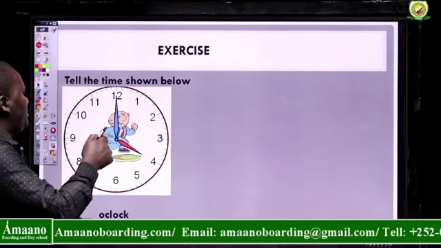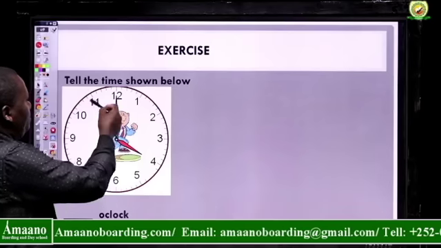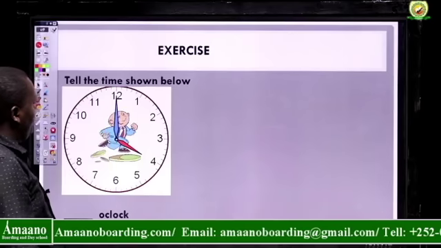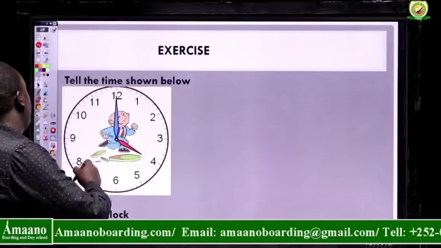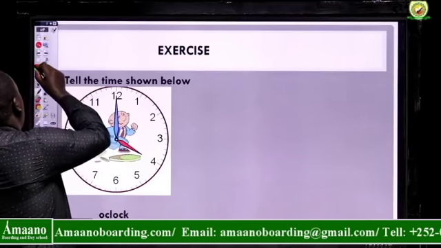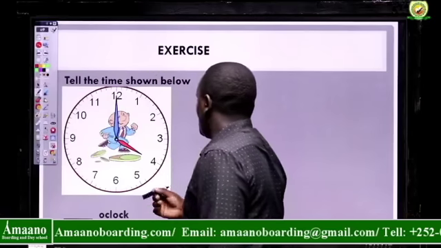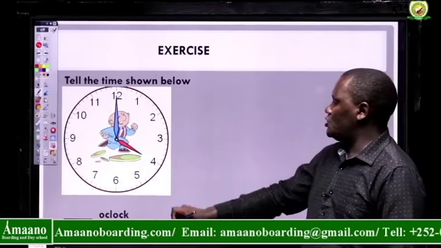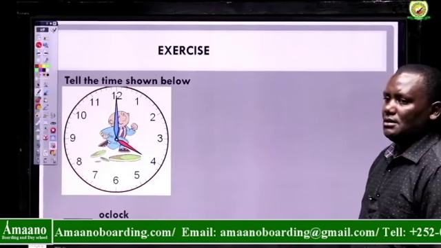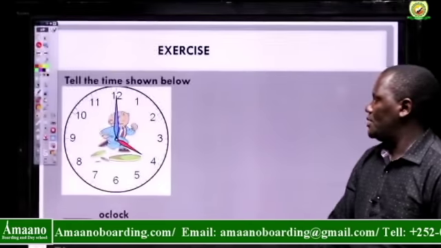It has 12 numbers, as I showed you. 12, 1, all the way up to back again to 12. The hour hand is pointing at 4. The minute hand is pointing at 12. So, what is the time there? For me to get the time, I will look at the short hand. The short hand shows the hour hand. And the long hand shows the minute hand.